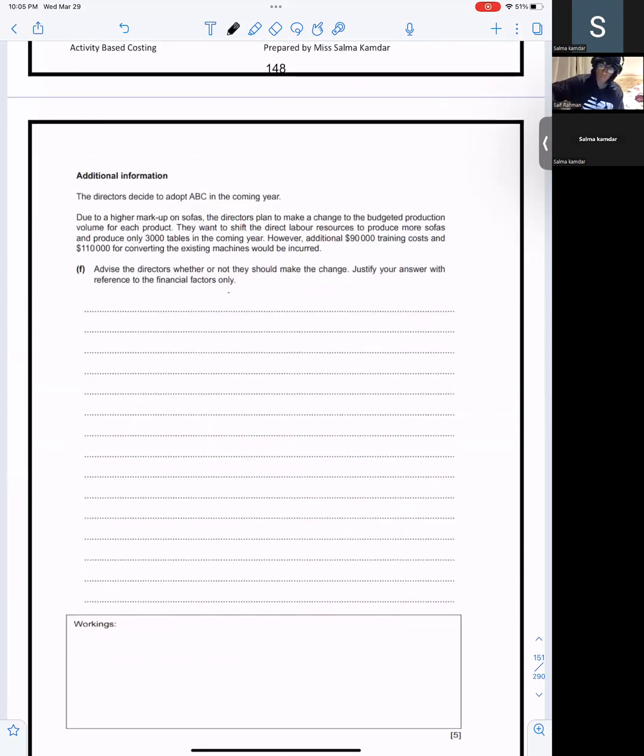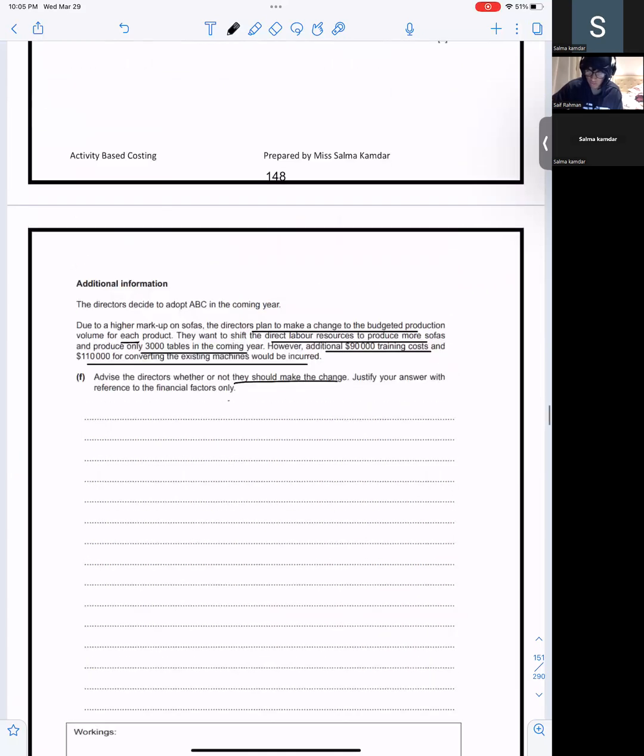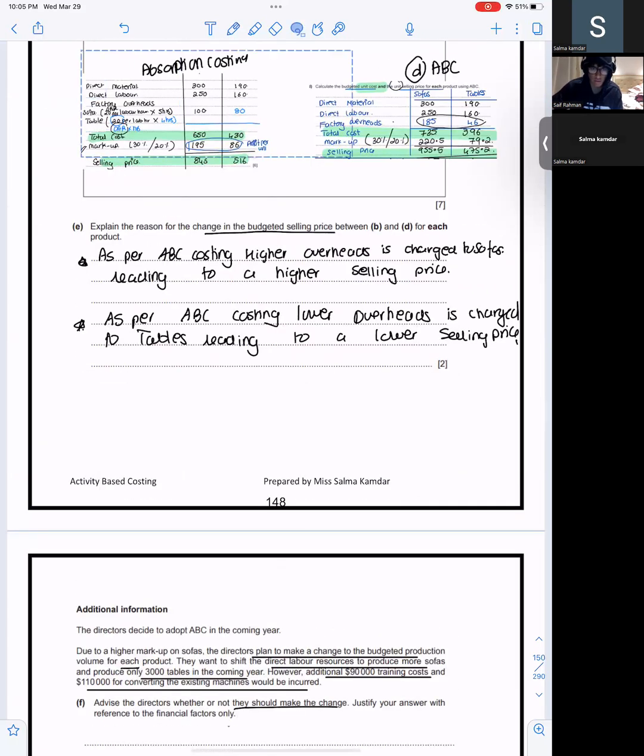Read the question, please. The director decided to adopt ABC in the coming year. Due to a higher markup on sofas, the directors plan to make a change to the budgeted production volume for each product. They want to shift the direct labor resources to produce more sofas and produce only 3,000 tables in the coming year. However, additional 90,000 training costs and 110,000 for converting the existing machines will be incurred. Advise the directors whether or not they should make the change. Justify your answer with reference to the financial factors only.